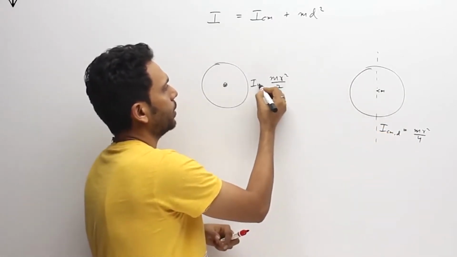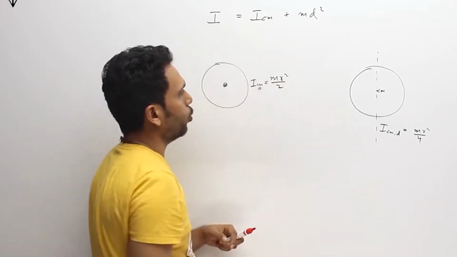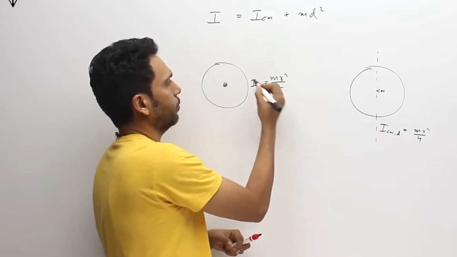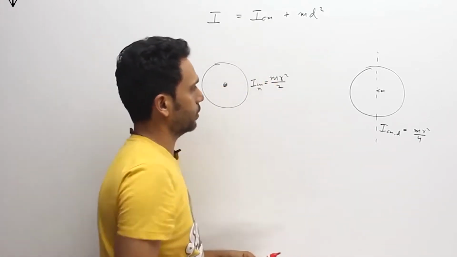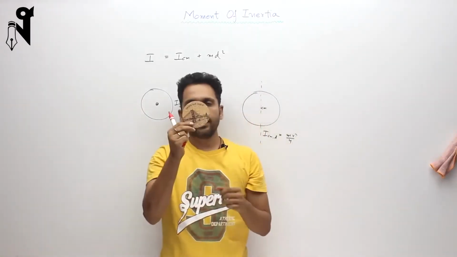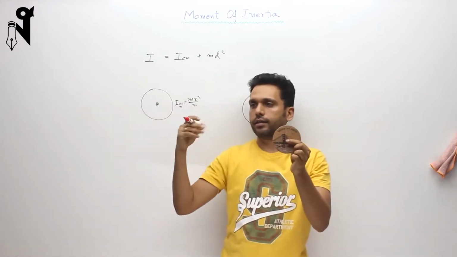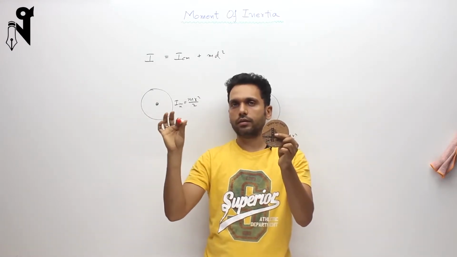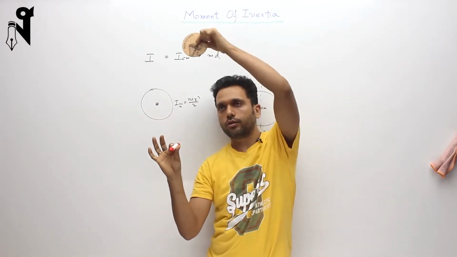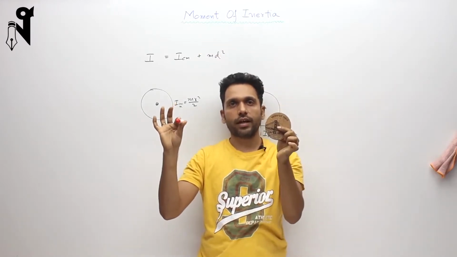And this is also ICM. I'll write it as ICMN, with N for normal to the plane of the disc. So both are ICM. Now let me ask you, if I take a disc like this and say this red marker is the axis of rotation, and the disc is rotating like this, then what is the ICM?